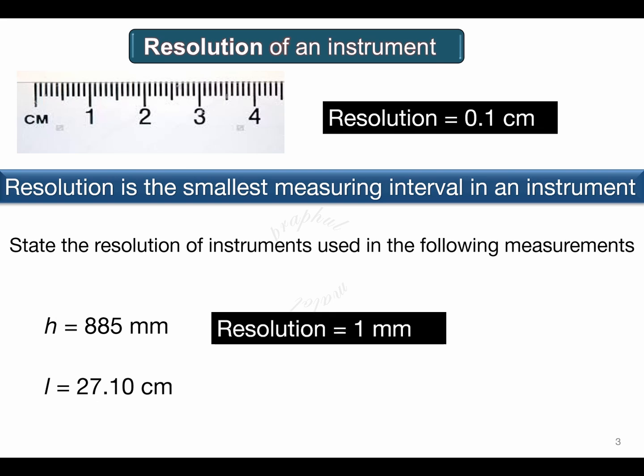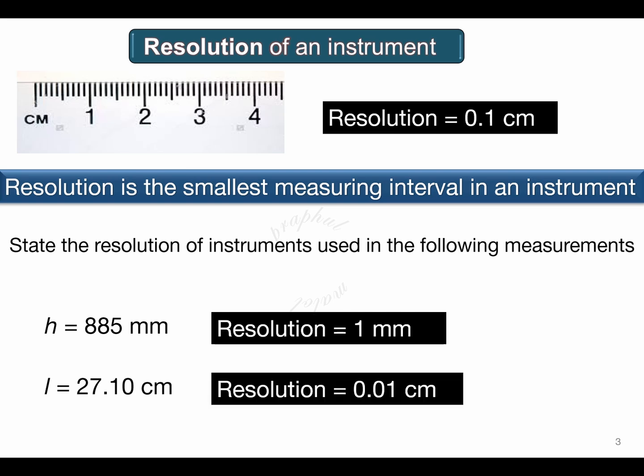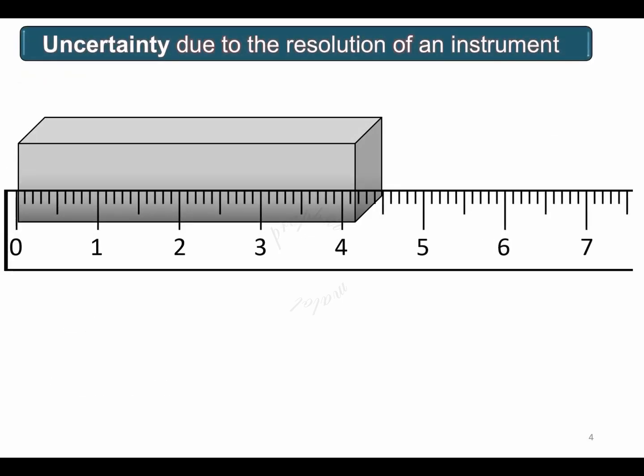Another example, the given reading is 27.10. The next reading is 27.11, then 27.12. The interval between two readings is 0.01 centimeter. Now we are going to see how this resolution becomes uncertainty. So let's consider this example.